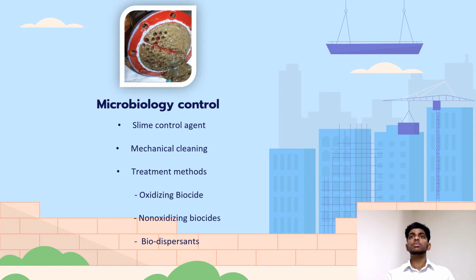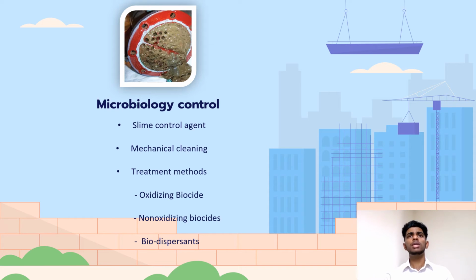And then the third one is microbiological control. So there are several ways we can control microbiological growth. So the first one is the slime control agent. Use chemicals such as chlorine, phenolic, and ammonium compounds to keep slime and algae from getting into bigger messes.